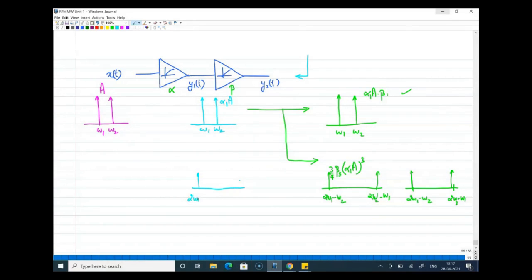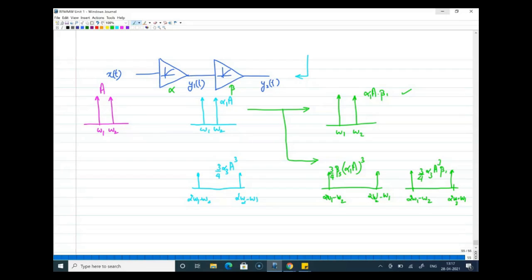So the 2 omega 1 minus omega 2 and 2 omega 2 minus omega 1 term, with amplitude 3 by 4 alpha 3 a cube, which is the direct third order term of the first stage, is now bringing another term at the output here with amplitude 3 by 4 alpha 3 a cube into beta 1. It is the third order term at the output of the first stage, but directly multiplied by beta 1 at the output of the second stage. I hope this is clear.